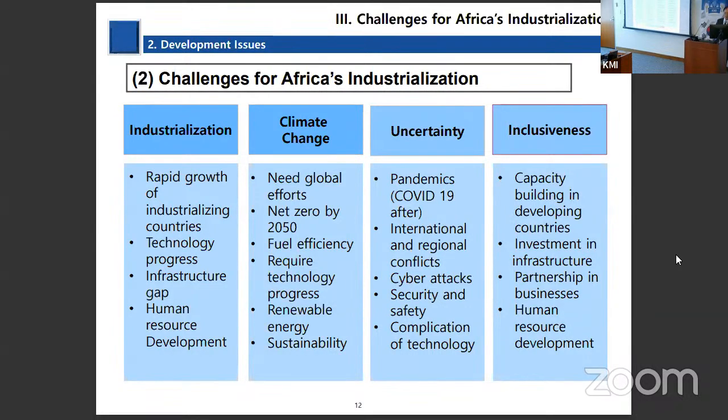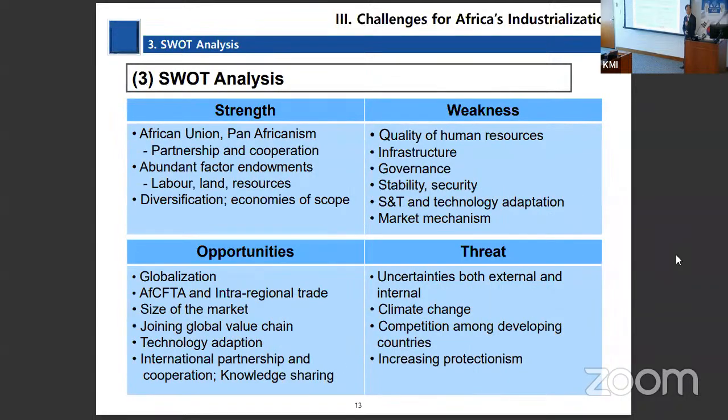Another challenge is Africa's industrialization and climate change. There are so many uncertainties, international and internal, even the pandemic, and the question of inclusiveness. I believe it is very necessary to analyze with a SWOT, as many of you are doing business studies and know better than me. You can see the weaknesses, strengths, opportunities, and threats.